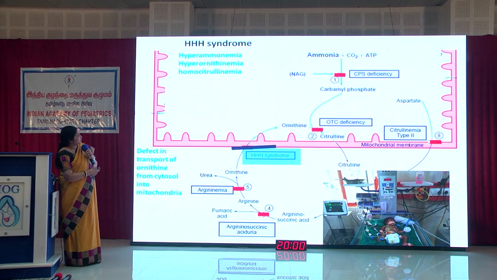What is homocitrullinemia? Because ornithine is not available here to combine with carbamyl phosphate, lysine combines with it to form homocitrulline instead of citrulline. So this is triple H syndrome. And this was a baby diagnosed here in our institute.